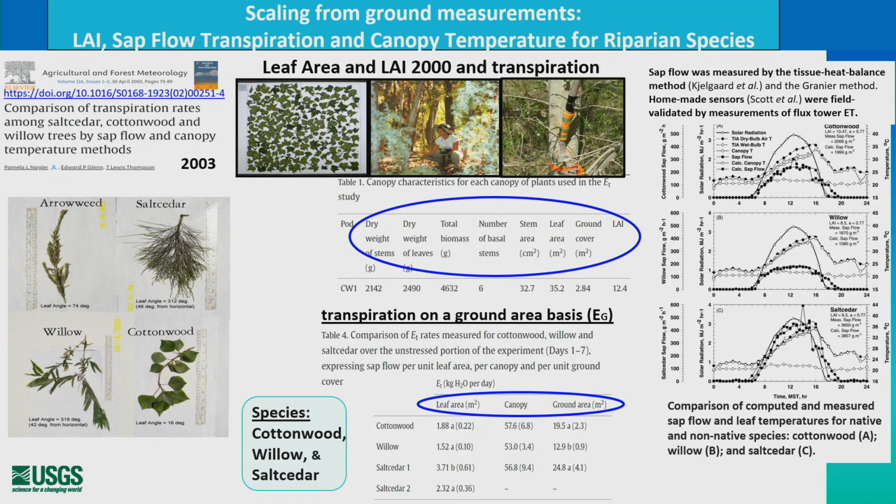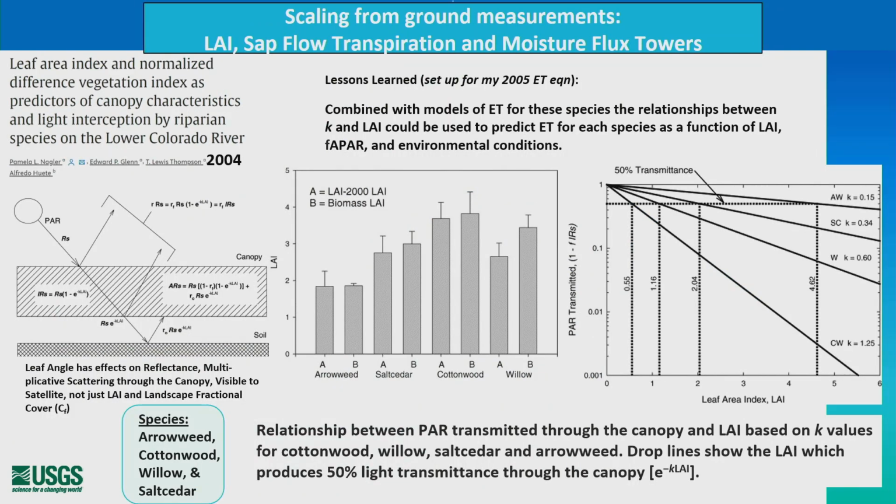So, very fast. In 2003, we started looking at some of the riparian species, at the actual angles of the leaf. And canopy transpiration is part of multiplicative scattering through the canopy. And we started doing things like taking every leaf off of things and looking at leaf area and then LAI measurements and scaling this with sap flow, and then looking at transpiration projected on the ground. And this is a lot of work.